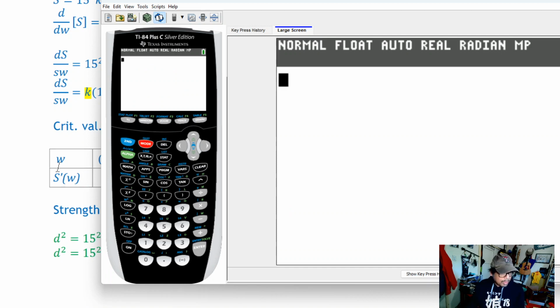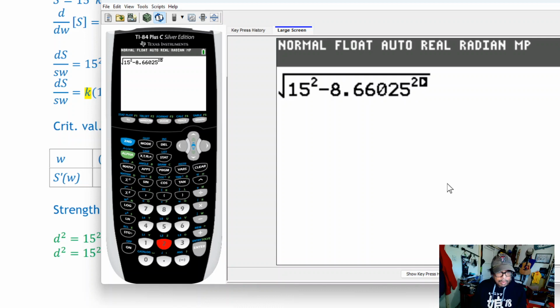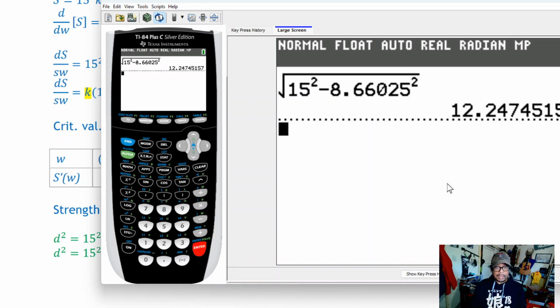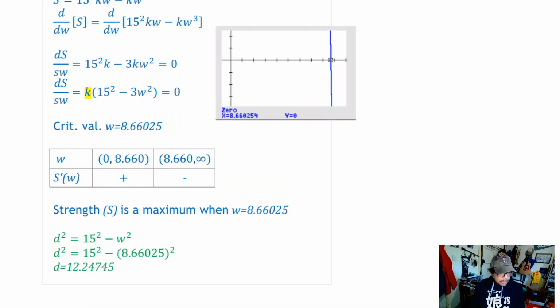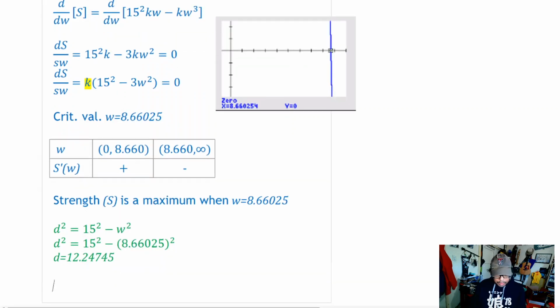And with our calculator, we know this is going to be the square root of 15 squared minus 8.66025 squared. That gives us 12.247. So our dimensions are 8.660 by 12.247.